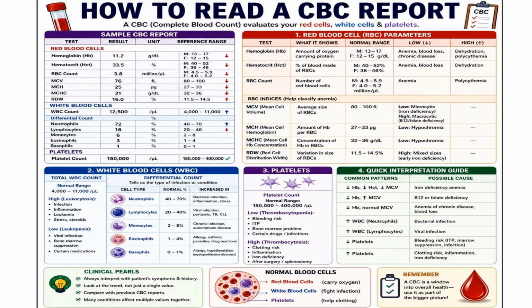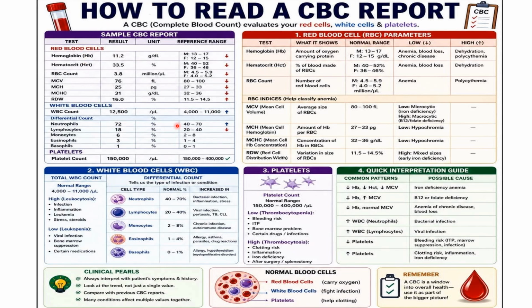So in today's video, we are going to see how we can interpret a CBC report. As you know, CBC stands for complete blood count. A complete blood count evaluates your red blood cells, white blood cells and platelets. You all know that the main function of red blood cells is to carry oxygen, and white blood cells help to fight infection, whereas the platelets help in clotting.